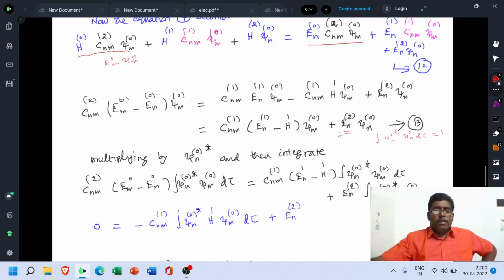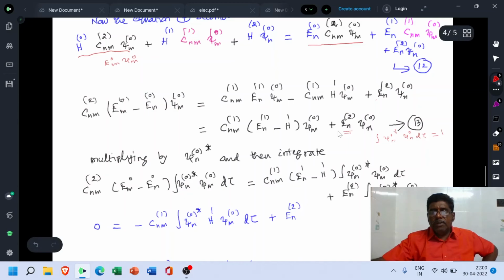Here Cnm of 2 (Em0 minus En0) integral psi n0 star psi m0 d tau is equal to Cnm of 1 (En of 1 minus H1) integral of psi n0 star psi m0 d tau plus En of 2 integral psi n0 star psi n0 d tau. This value is equal to 1. This is a normalization condition.